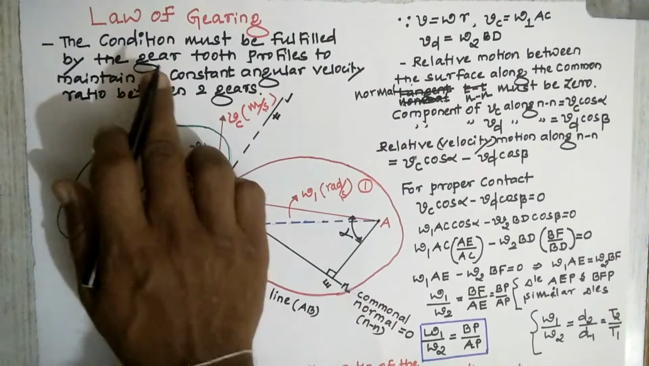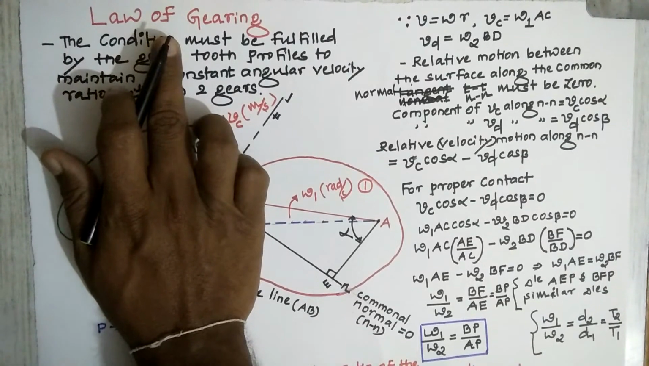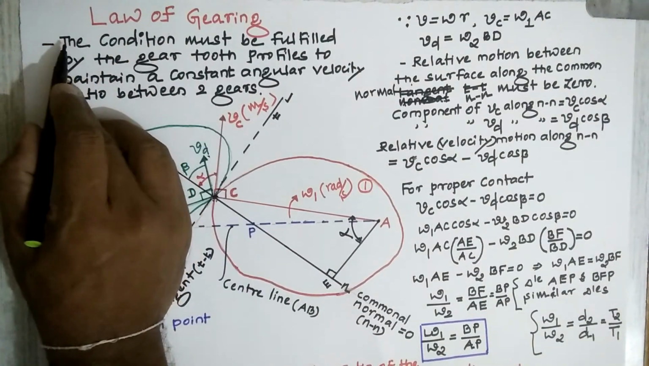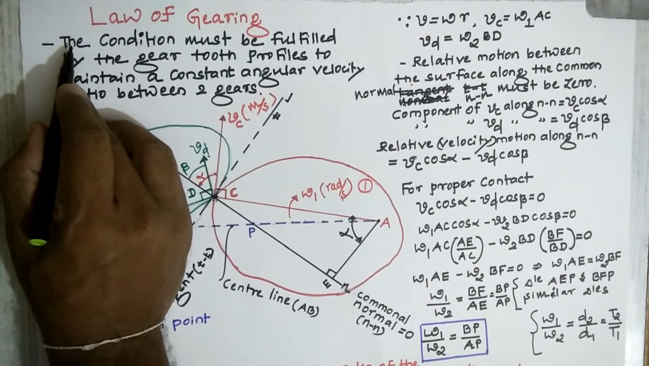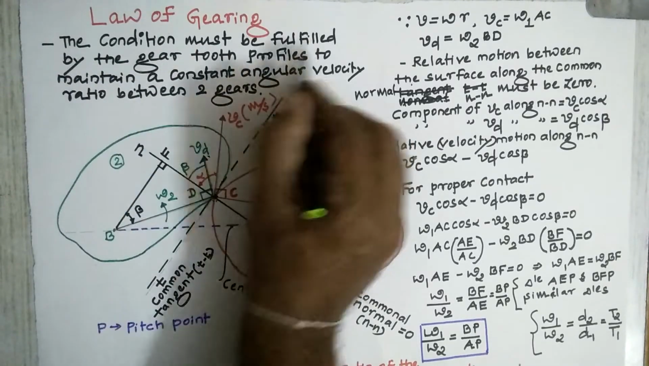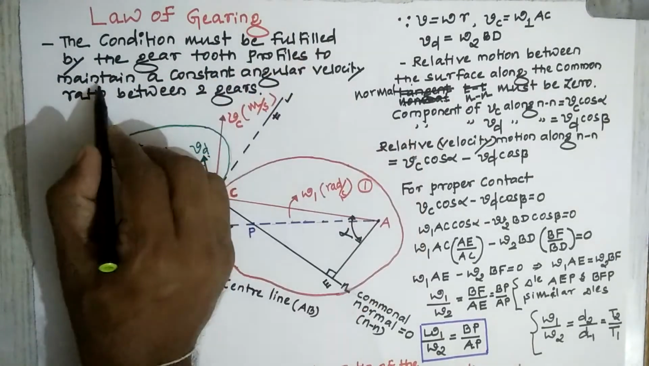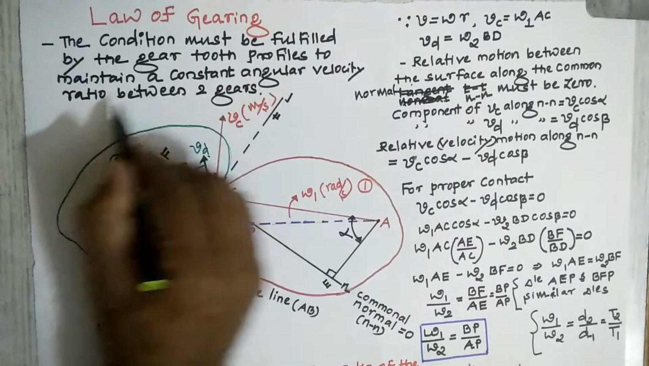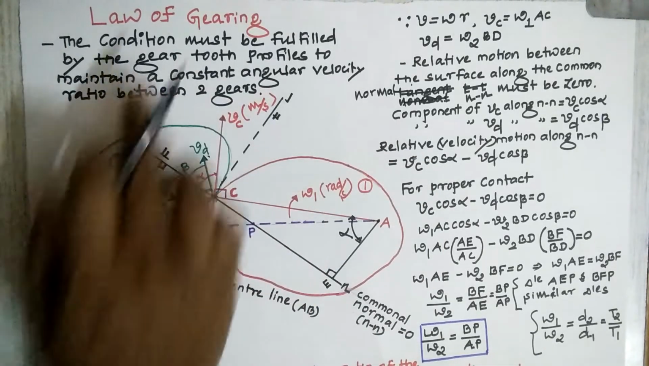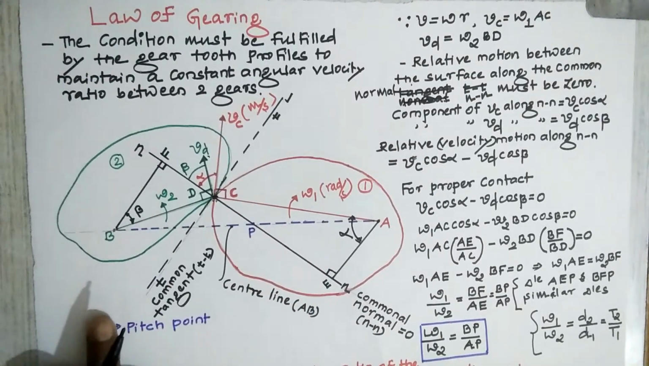Okay, today I'll go to the new topic, that is the law of gearing. The law of gearing has to fulfill this condition: the condition that must be fulfilled by the gear tooth profile to maintain a constant angular velocity ratio between the two gears. You can get it after the explanation.